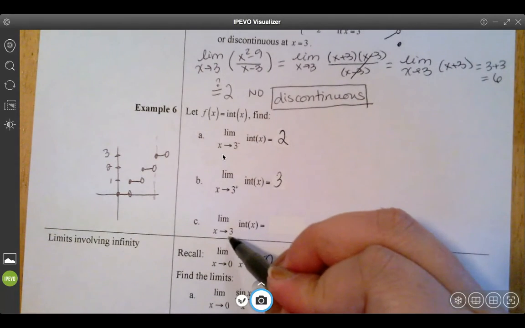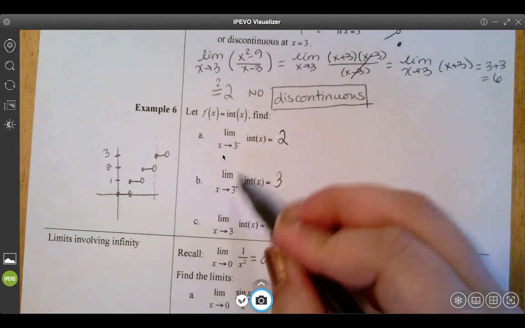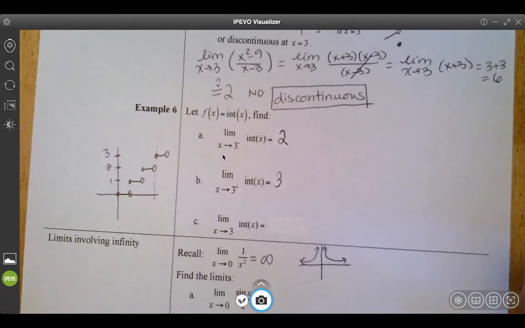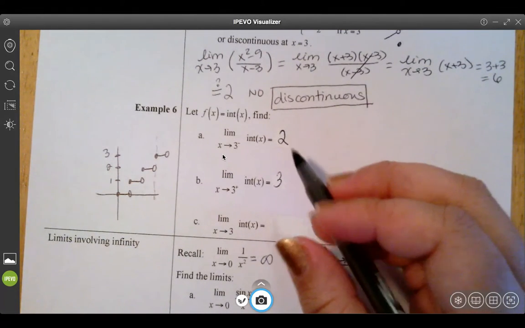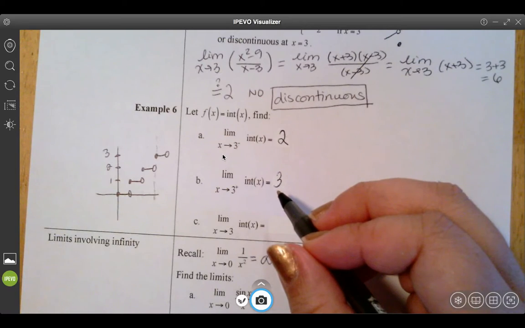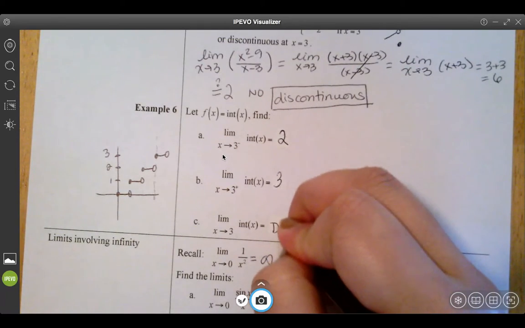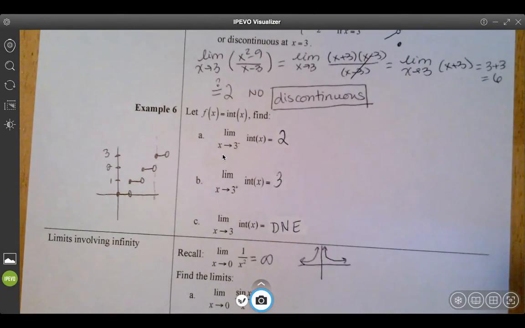And so our double-sided limit, or the limit without a little plus or minus, is going to be, if these are equal, that number. If they are not equal, then it does not exist. Okay? So.